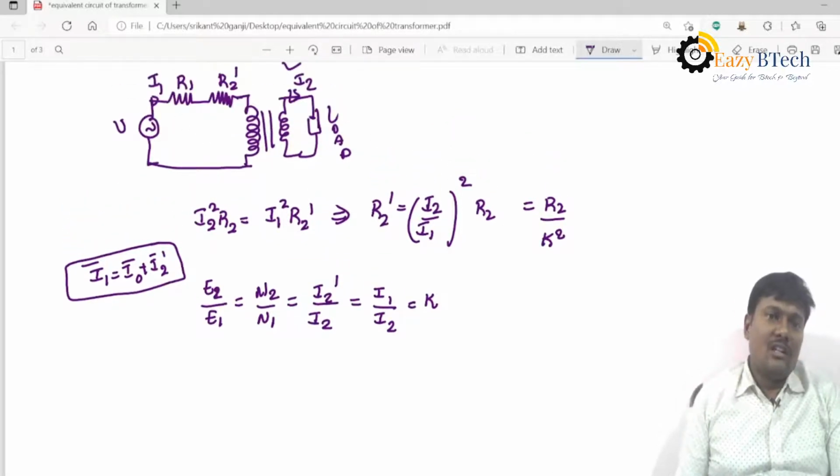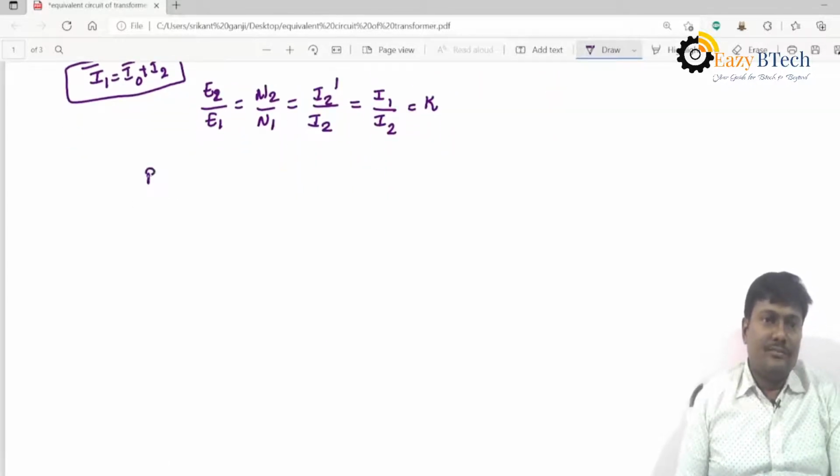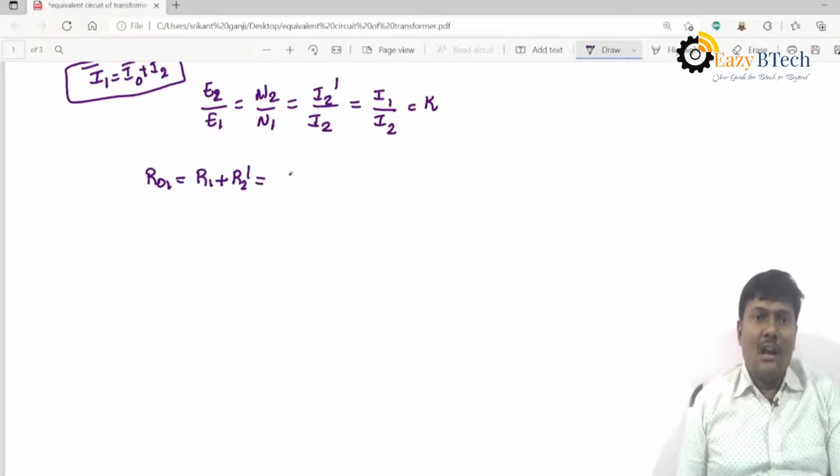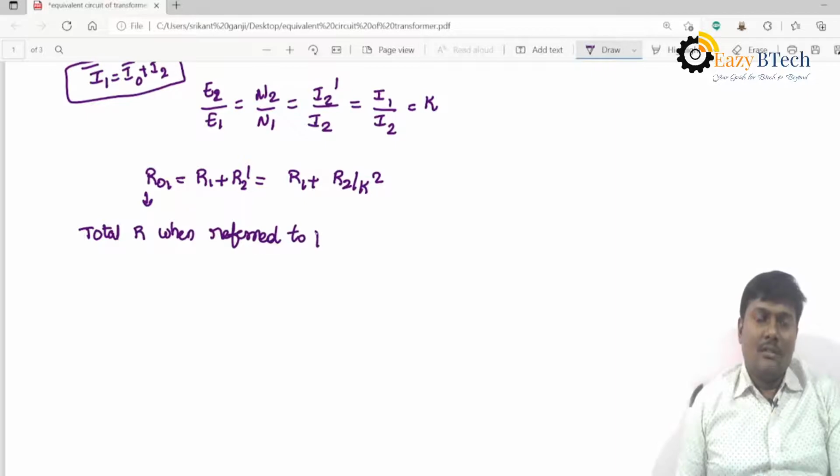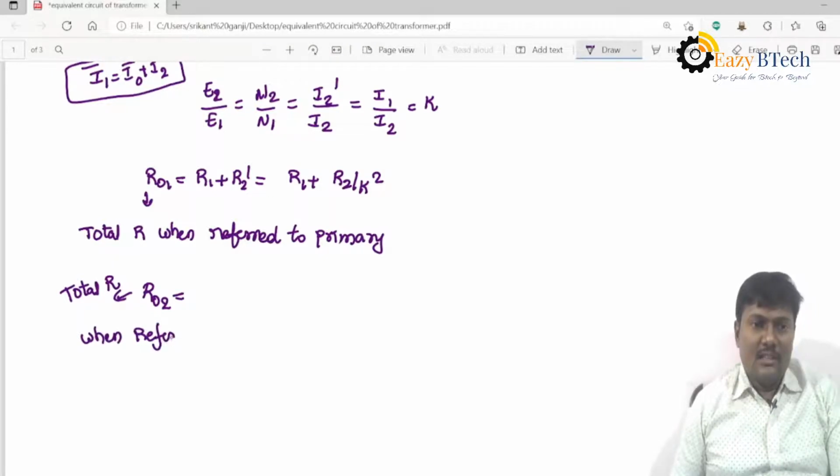Now what is the total resistance when referred to the primary? R01 is equal to R1 plus R2 dash, that is R1 plus R2 by K square. This is called the total resistance when referred to the primary. And R02, similarly, is called the total resistance when referred to the secondary.